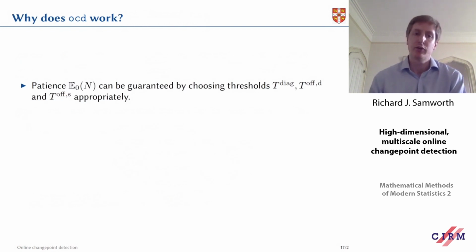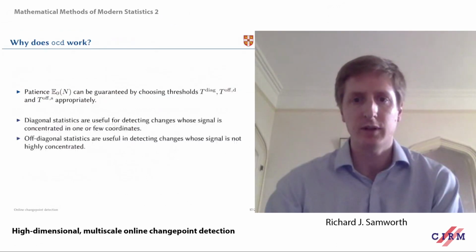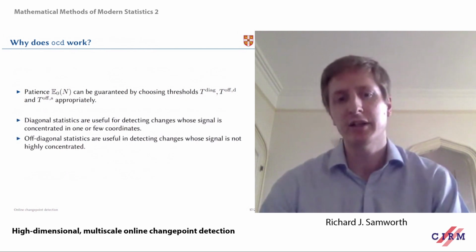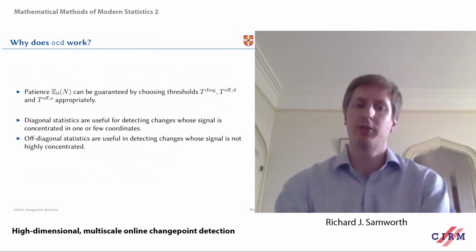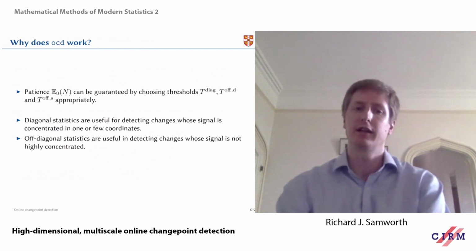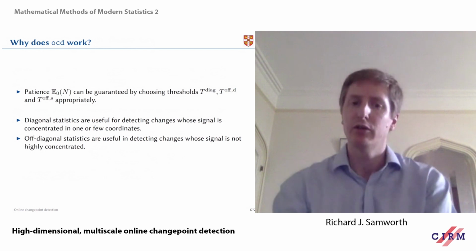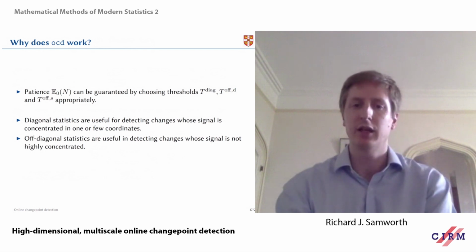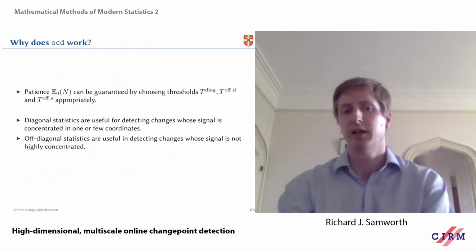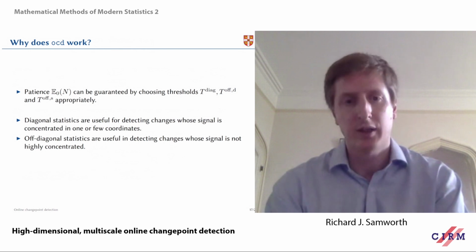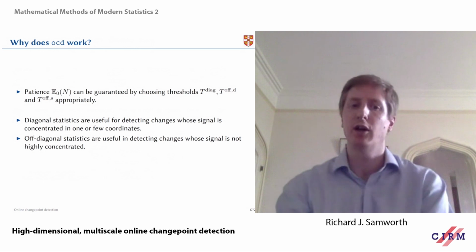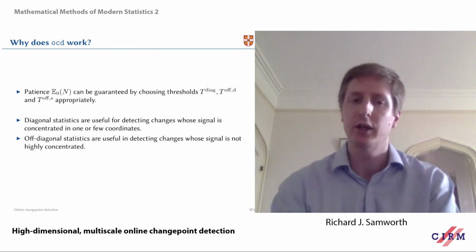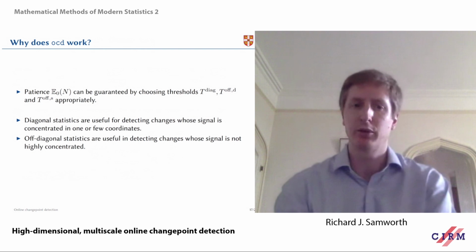Of course, I'm going to choose the thresholds in order to be able to control the false alarms, at least at some nominal level. But the basic idea is that the diagonal statistics are going to be useful or powerful for detecting changes when the signal is concentrated in one or only a few coordinates. That's when the sparsity level is very low, and when the change is not so sparse, then the off-diagonal statistics are going to be more useful for borrowing strength across the different coordinates to detect change.